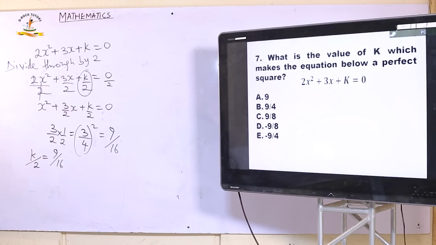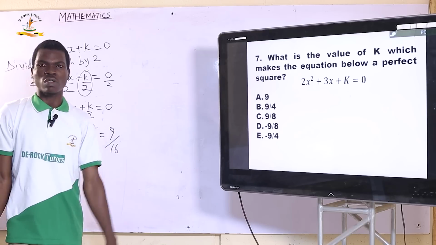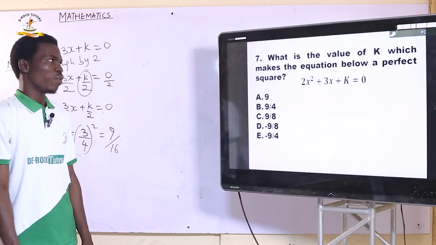And how do we get k? We simply multiply both sides by 2. So if we multiply both sides by 2, the 2 here we have cancelled, then multiply this by 2. This goes, it means k, 2 here 1, 2 here 8, must be equal to 9 over 8. So our correct option is option C, 9 over 8.